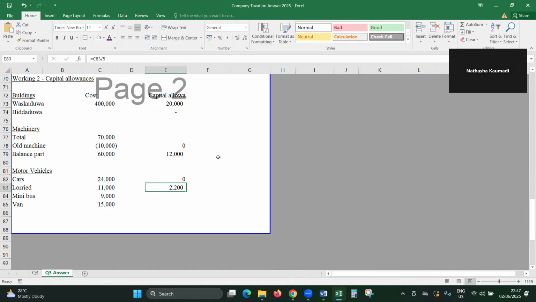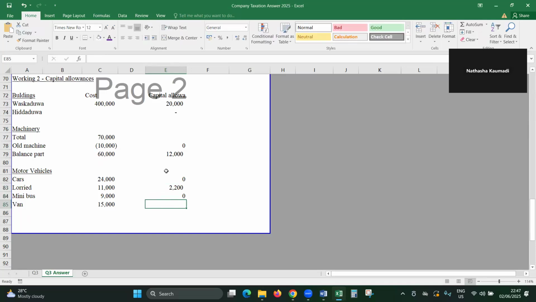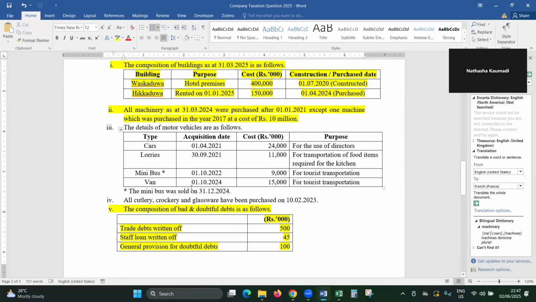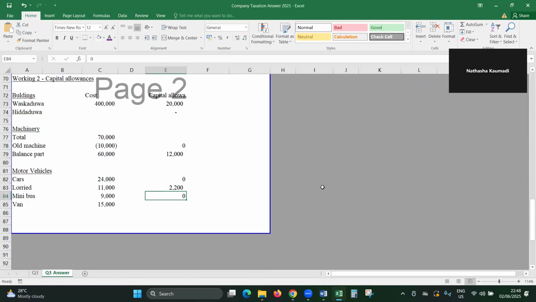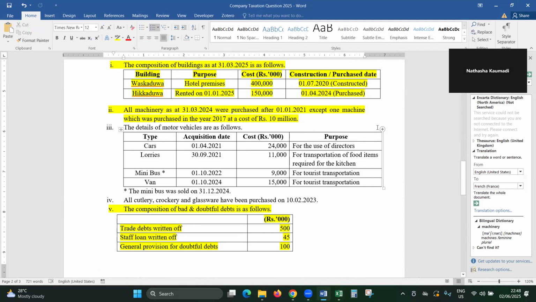divided by 5, 2,200. Can you claim capital allowances for minibus? No, you can't. Why? It is disposed. In the disposal year, you can't claim capital allowances. Van. Can you claim capital allowances? Yes, it is for tourist transportation. 15,000 divided by 5, 3,000, you can claim capital allowances. So like this, motor vehicles are also done.